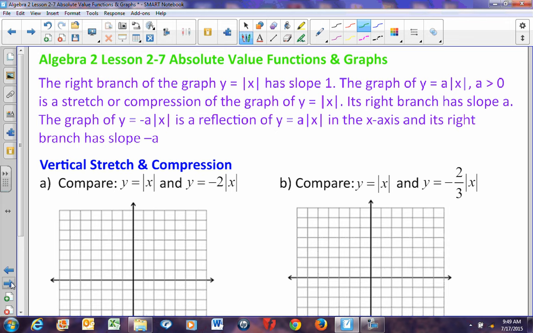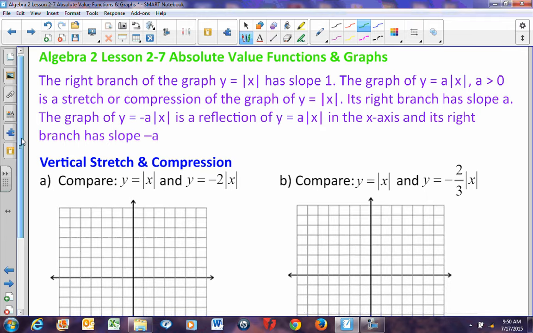All right, we've already talked about this. The right branch of the graph of y equals the absolute value of x has a slope of 1. The graph of y equals a times the absolute value of x, where a is greater than 0, is a stretch or compression. Its right branch has a slope of a. Notice this is a reflection. The graph of y equals negative a times the absolute value of x is a reflection of that in the x-axis, and its right branch has a slope of negative a. We talked about how the slope on the right-hand side is a positive 1 over 1, and the left-hand side is a negative 1.